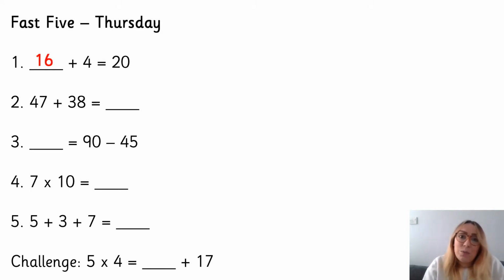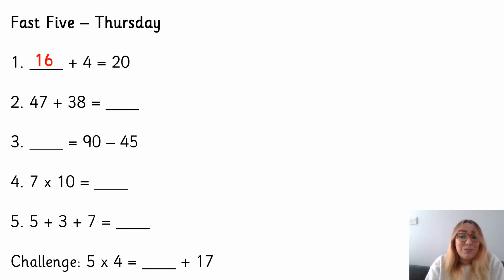And number 2, 47 add 38. There are so many different ways you could have done this. You could have done the 40 and the 30, so the 10s, added them together, which gives you 70, and then you could have done the 7 and the 8, so the 1s, and added those, which gives you 15. Then you've got 70 and 15, add together is 85. If you didn't do it that way, you could have done 47, add on the 8 from 38, which gives us 55, and then you could have added the 10s on, which is 30. 55 add 30 is 85.